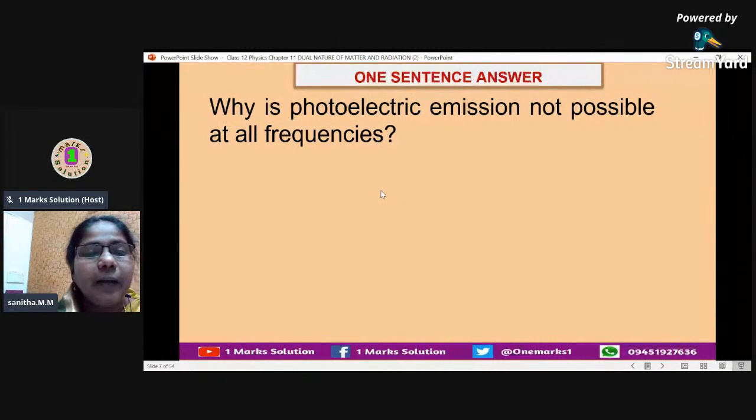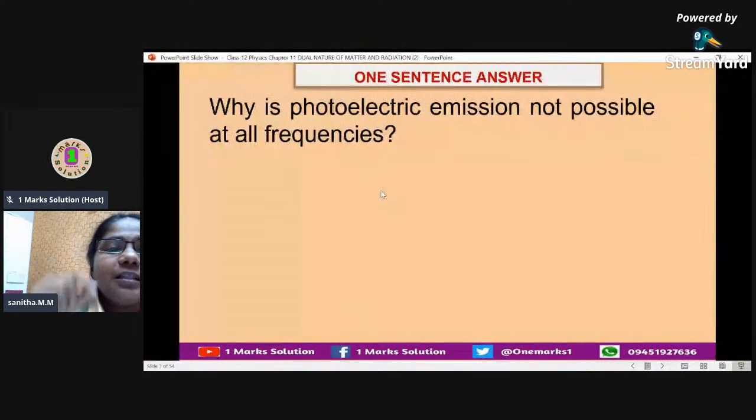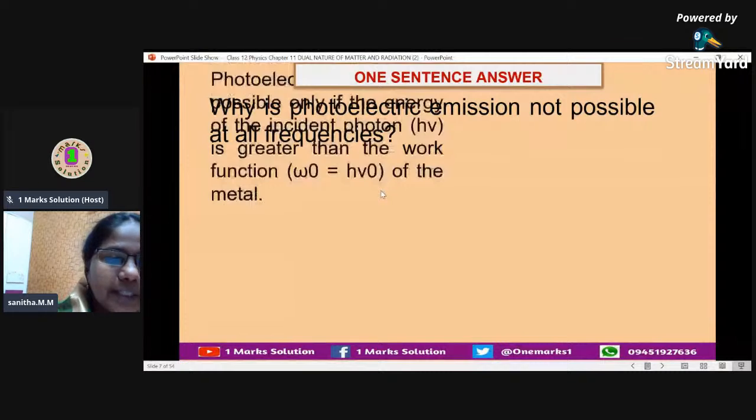Then only it will come. If you want to give some energy, we can give it in the form of light, or an electric field, or even heat, and it will come out. Here we can say photo. Photo means something related to light. So here we are giving light and the electrons are emitted from it. We will call it photoelectric emission. Why is photoelectric emission not possible at all frequencies?